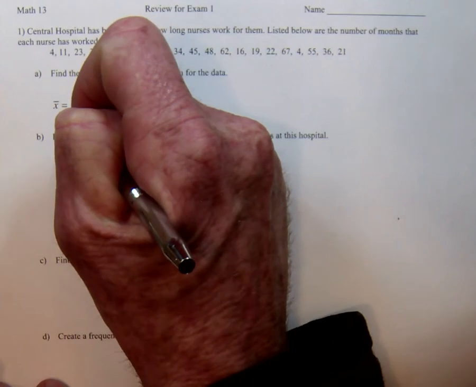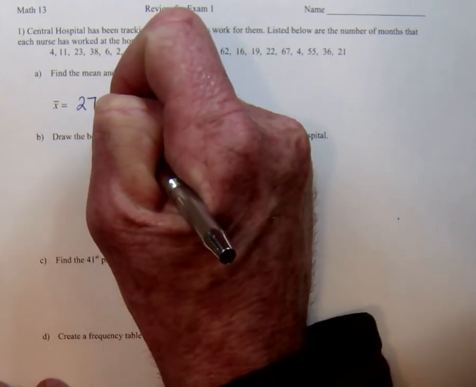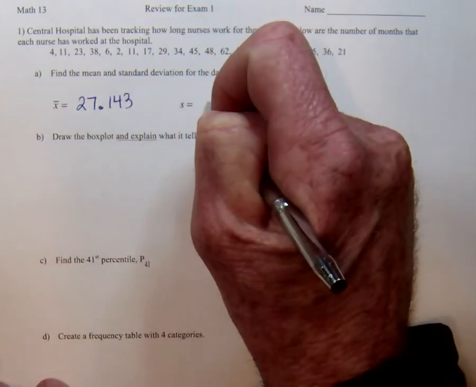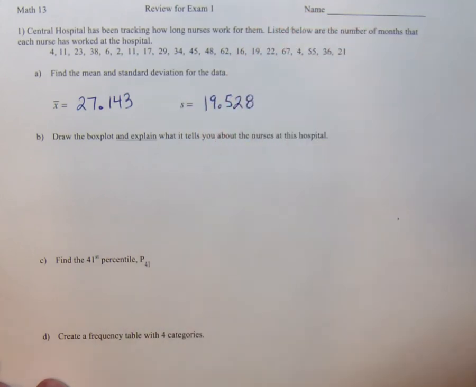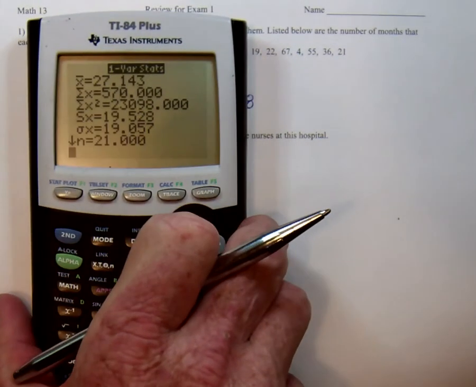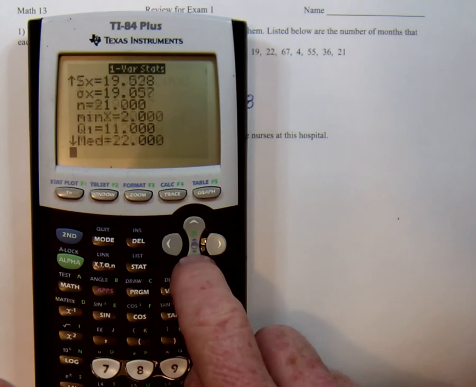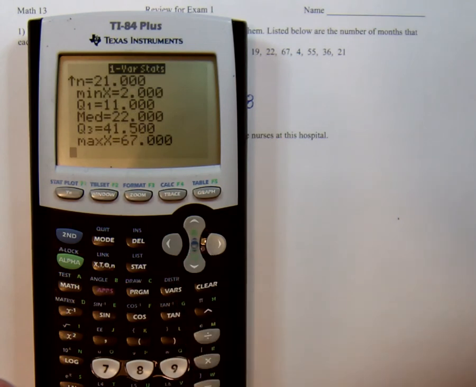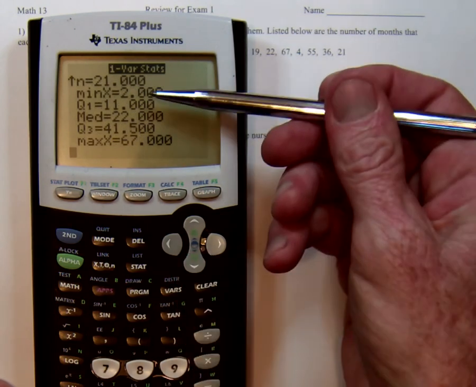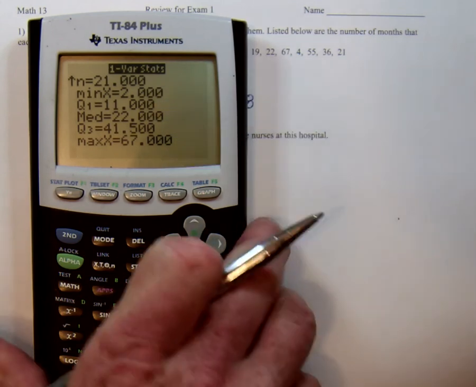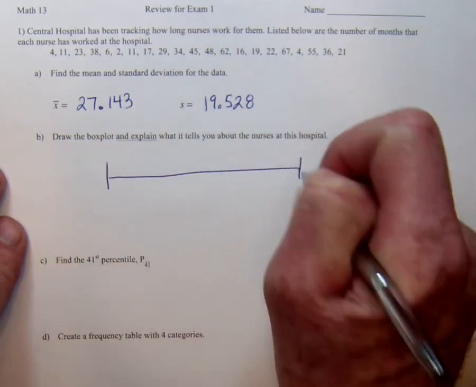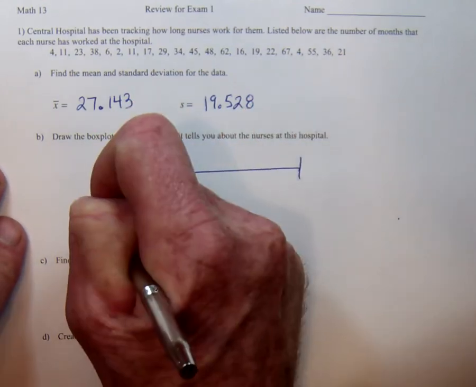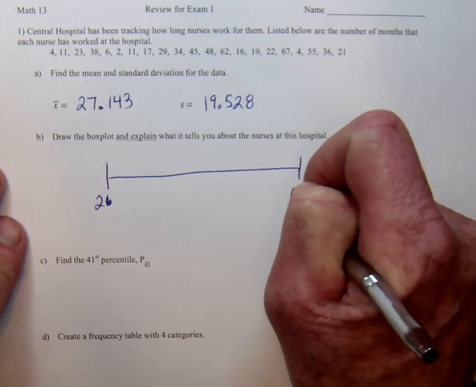So X bar is 27.143 and S is 19.528. Next, for the box plot. Well, if you look at this information right here and scroll down, then these are the numbers that we need for the box plot. So it's going to go from 2 to 67. Oops, this is 2 to 67.